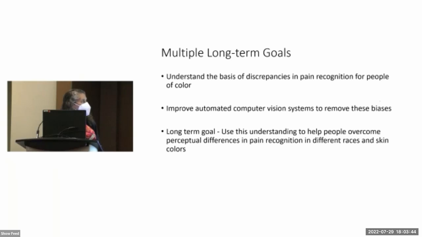Our work has multiple long-term goals. So one is understanding the basis of discrepancies in pain recognition for people of color. Another is to improve automated computer vision systems to remove these biases, both for pain recognition systems, but in general for facial recognition systems. And a long-term goal is to use this understanding to help people overcome perceptual differences in pain recognition when they look at people of different races and different skin colors.